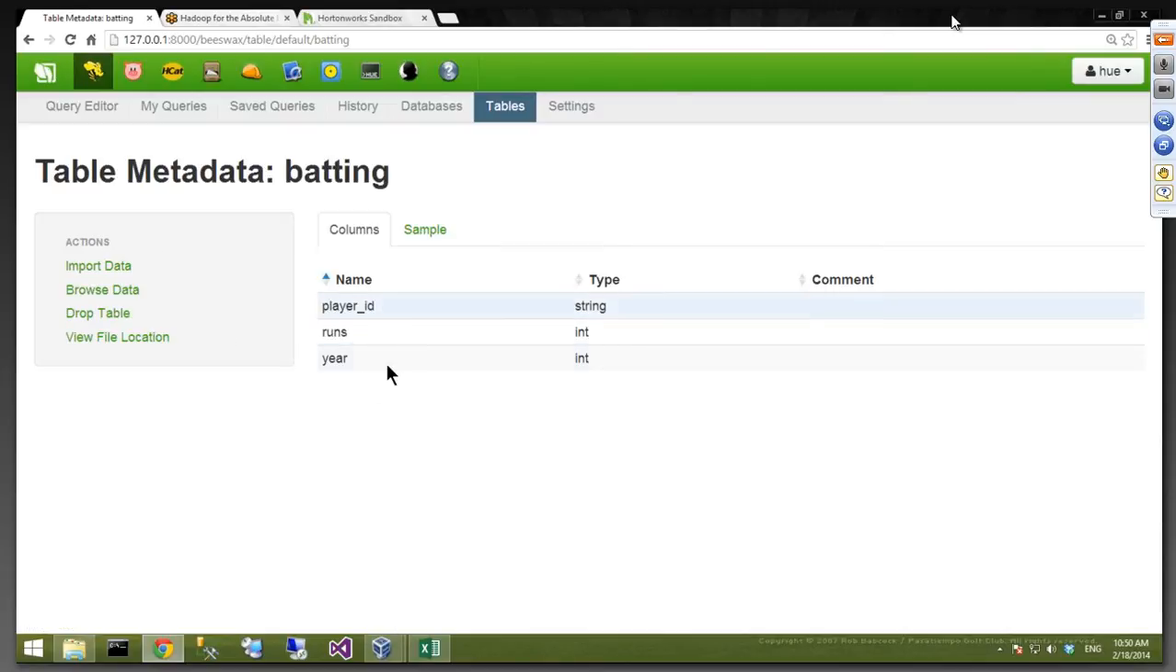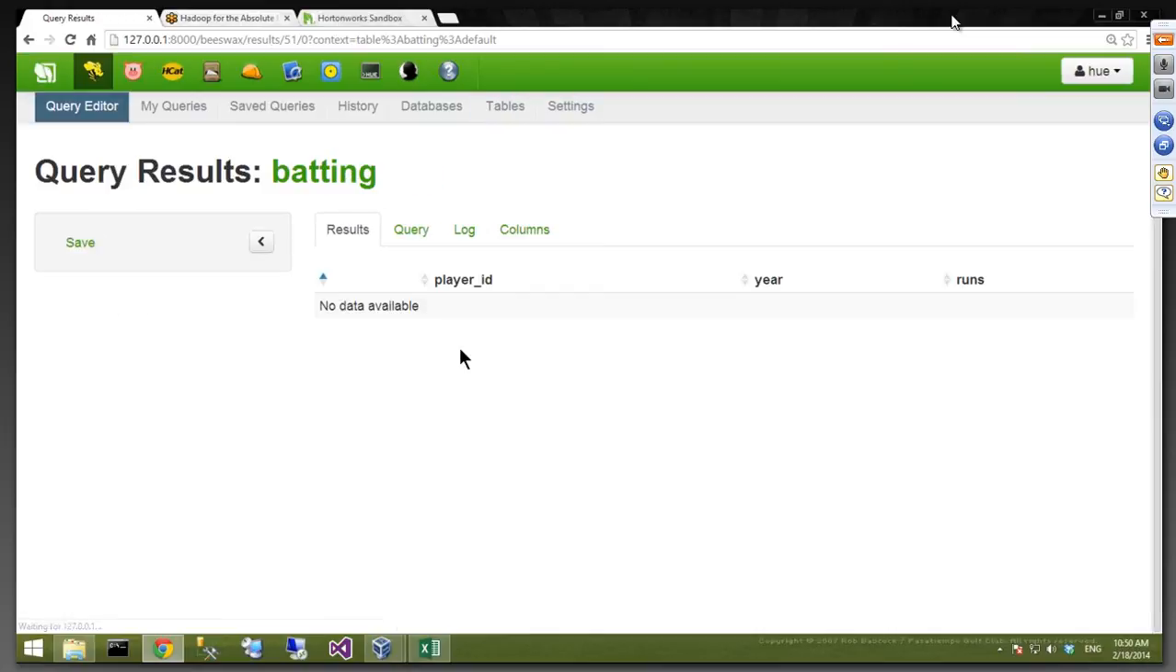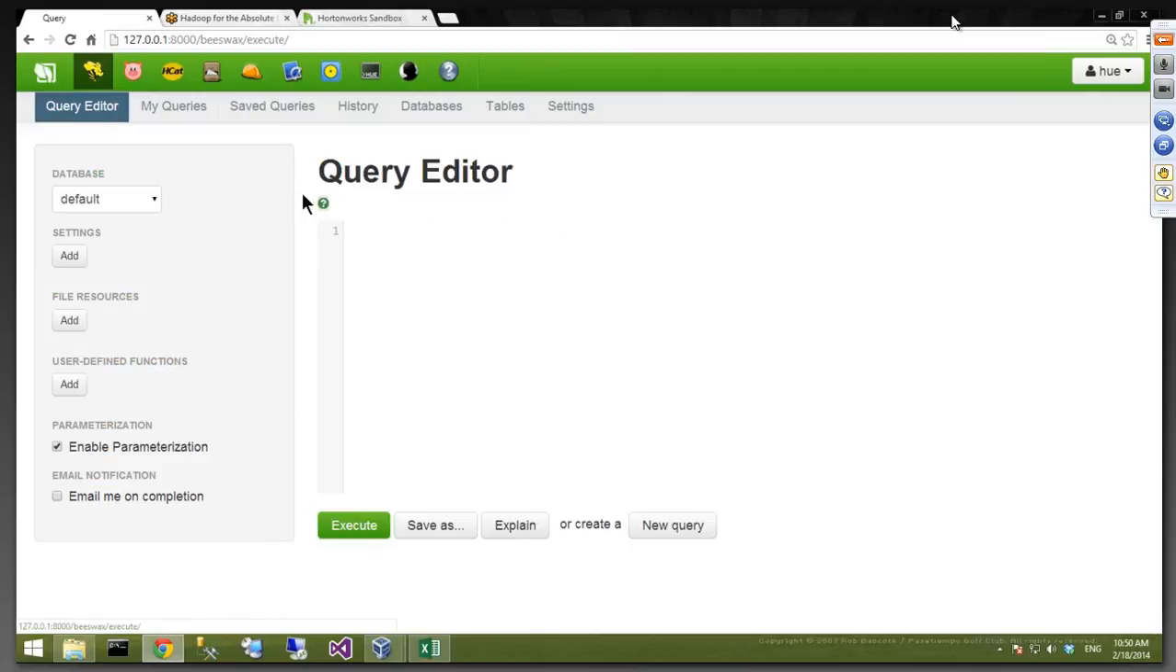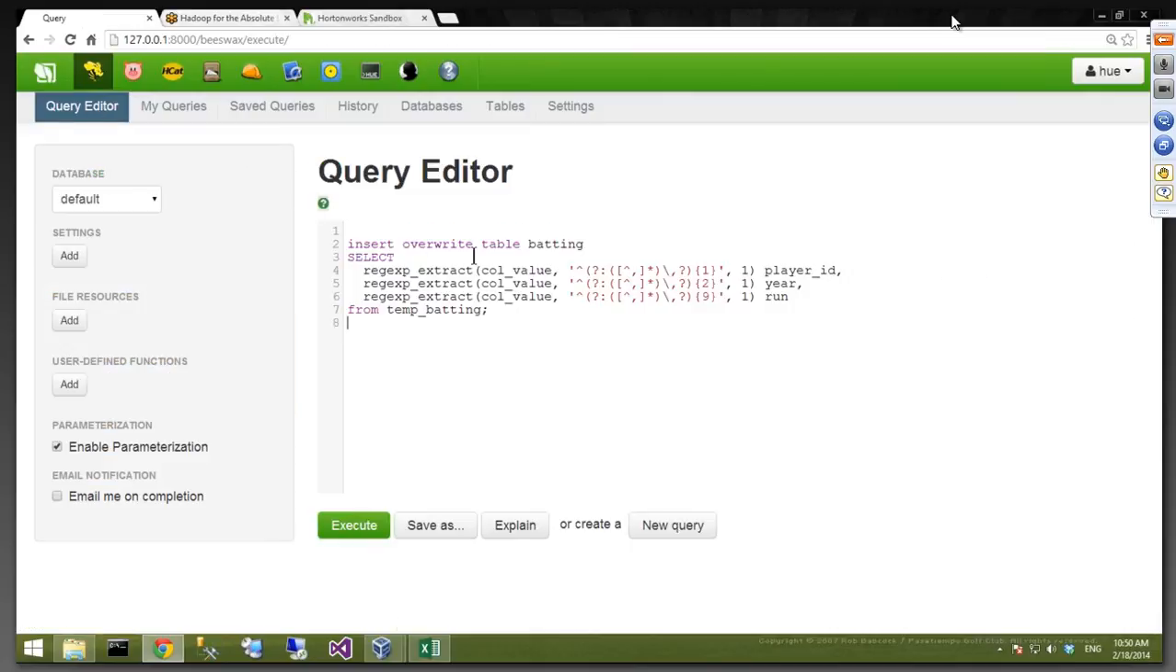Here are the columns that I created. If I browse the data, no data, right? No data yet, but there's a schema sitting right there ready to be used. So now I'm going to overwrite the table batting that I just created, and I'm going to take this regex for player ID, year, and run from temp batting.